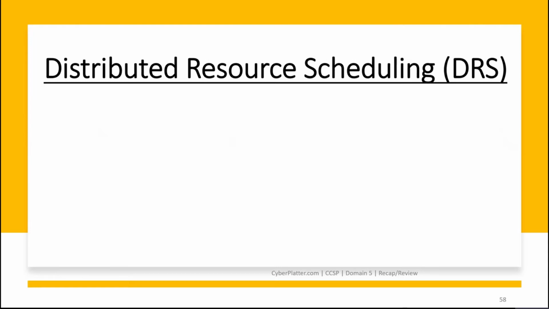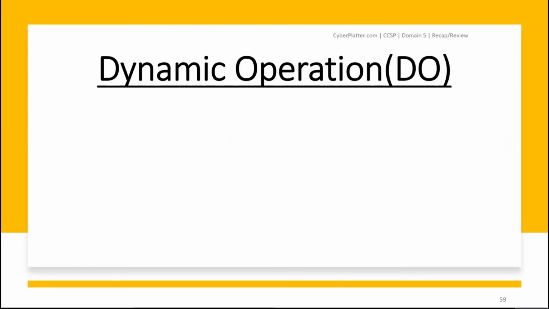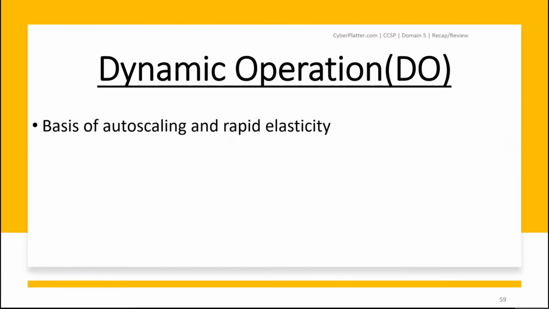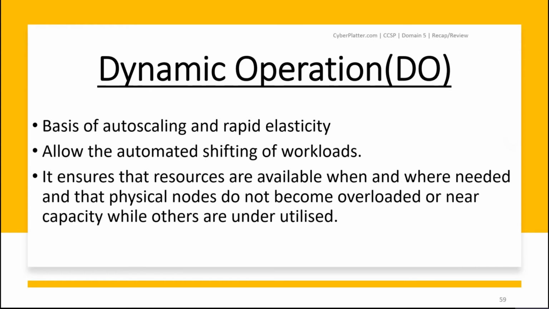Distributed resource scheduling (DRS) is used within all clustered systems as a method for providing high availability, scaling, management, workload distribution, and the balancing of jobs and processes. Dynamic operation (DO), the basis of auto scaling and rapid elasticity, allows the automated shifting of workloads. It ensures that resources are available when and where needed and that physical nodes do not become overloaded or near capacity while others are underutilized.